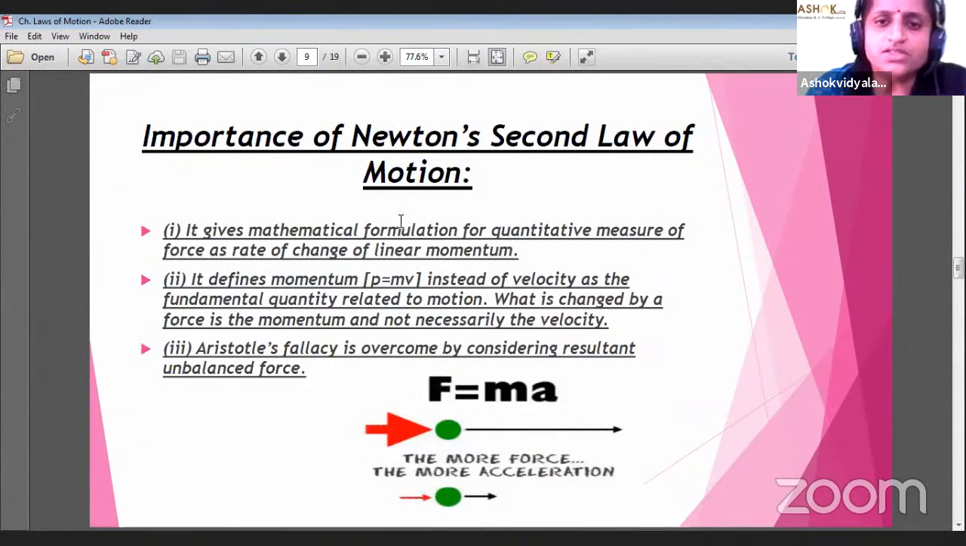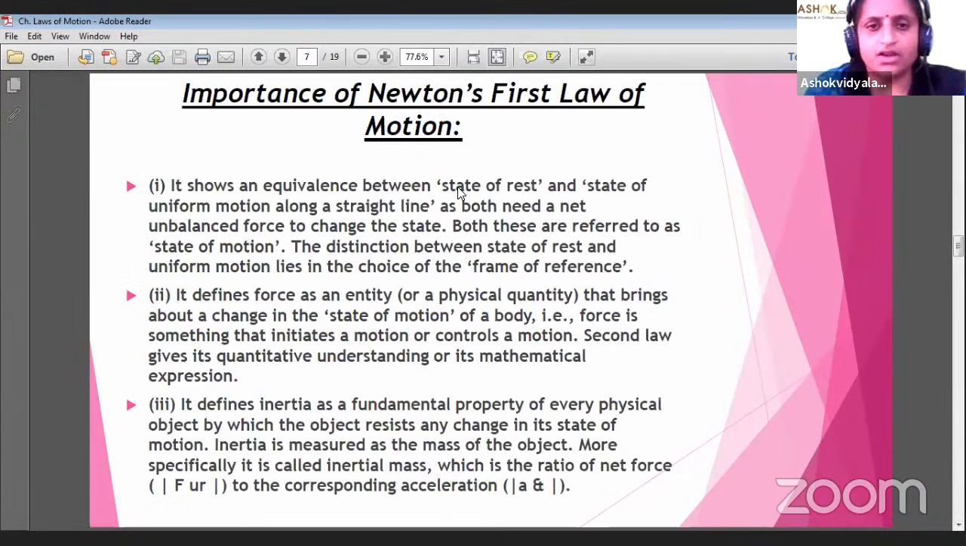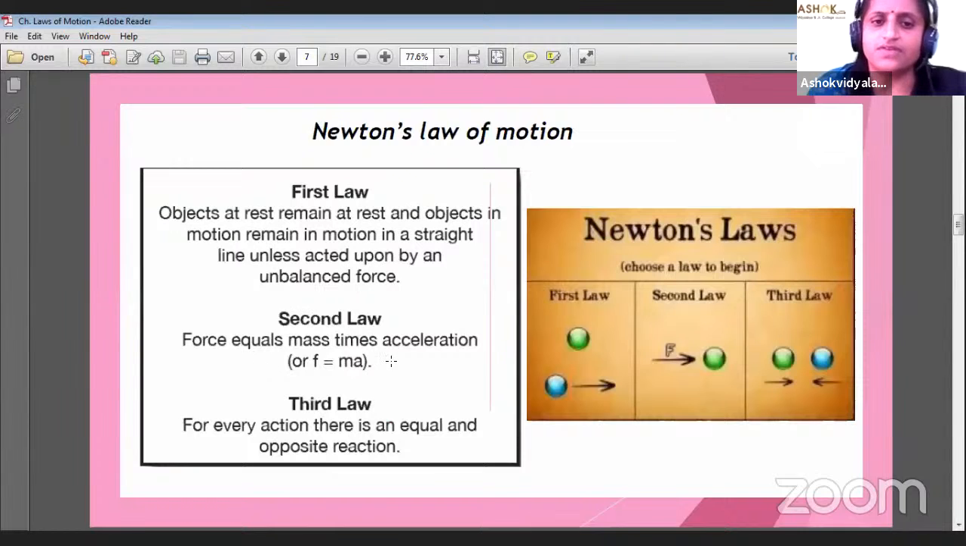Next, the importance of the second law of motion. What is Newton's second law of motion? The second law of motion is nothing but force equals mass times acceleration. That is, force is the rate of change of linear momentum. That is the second law of motion.